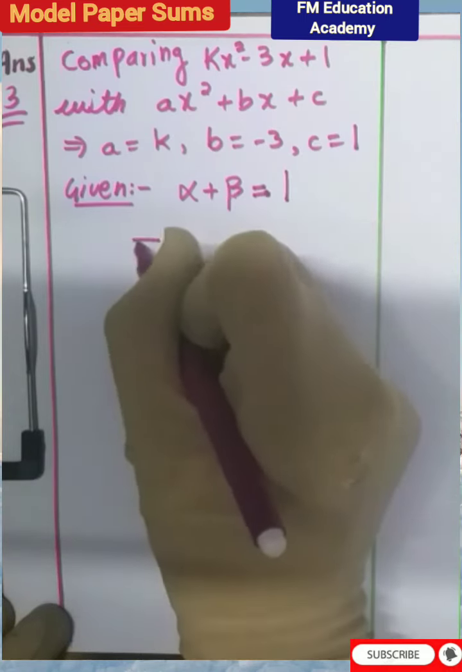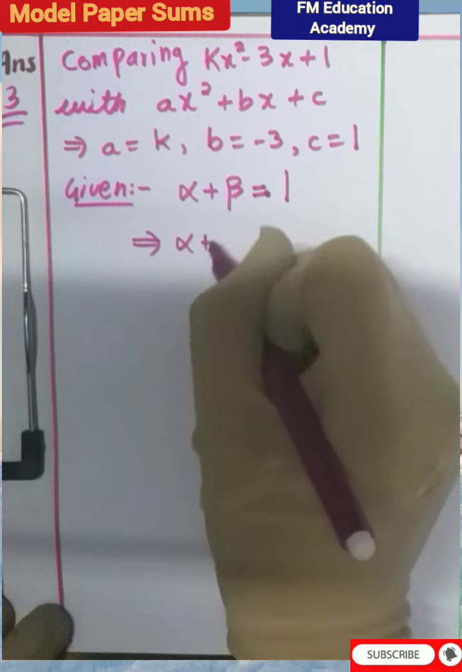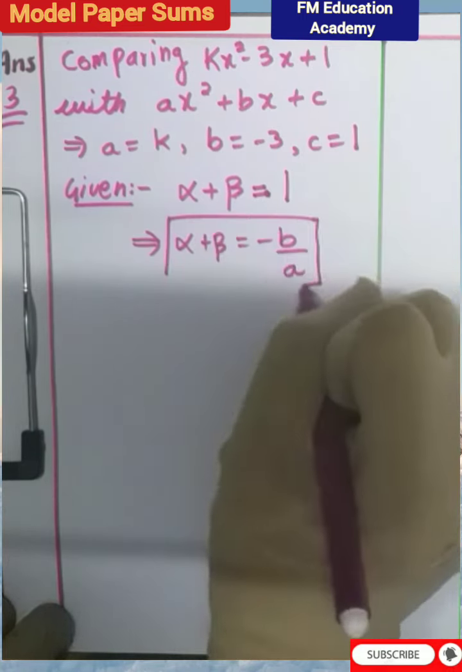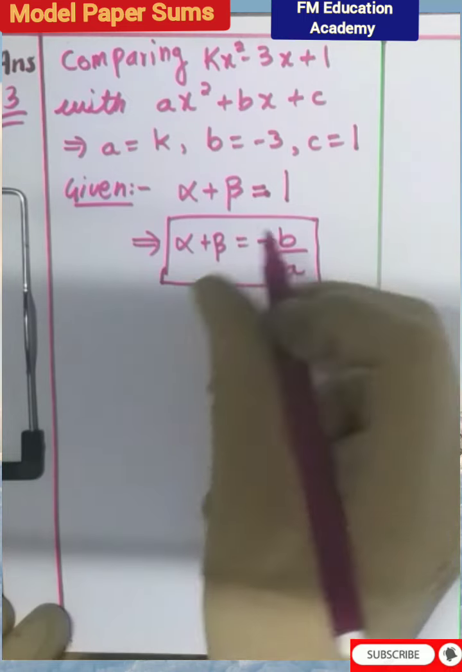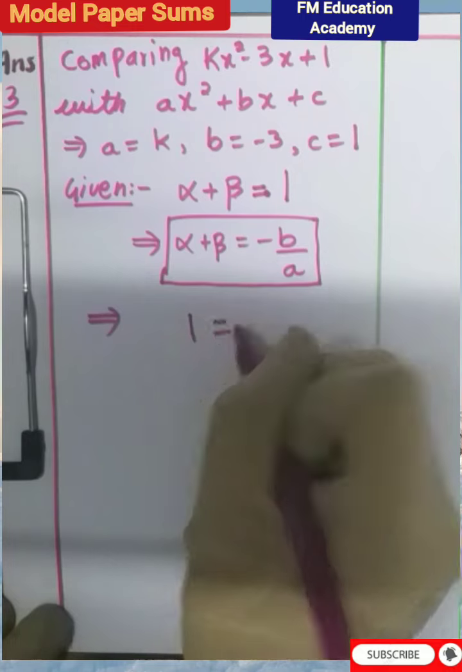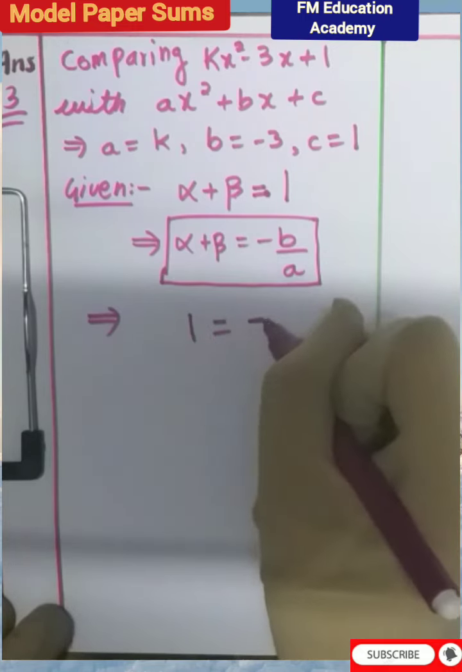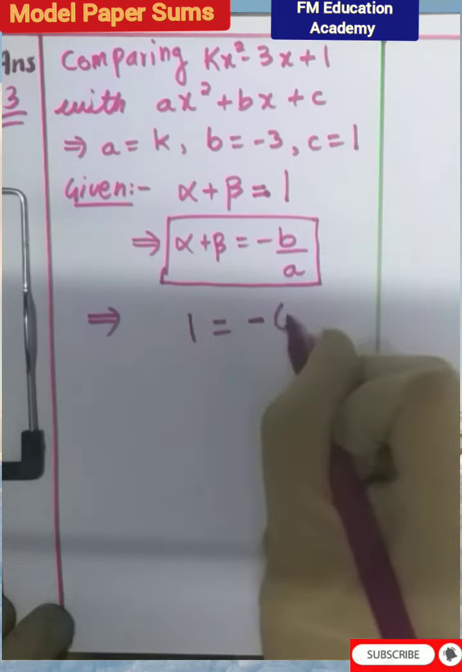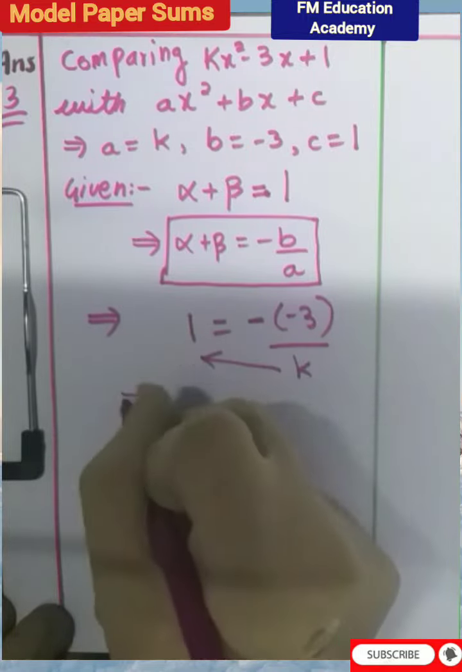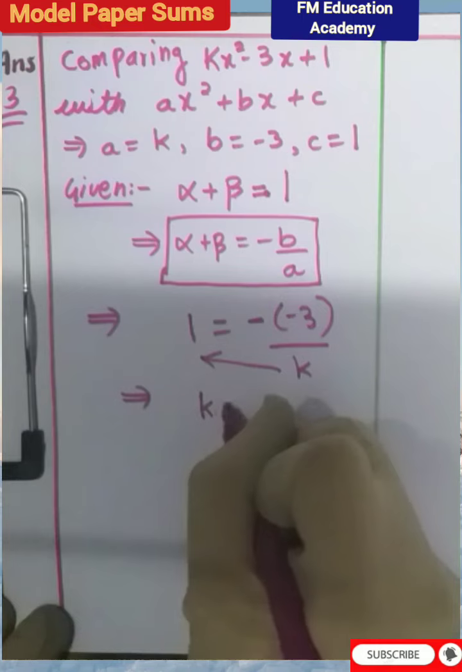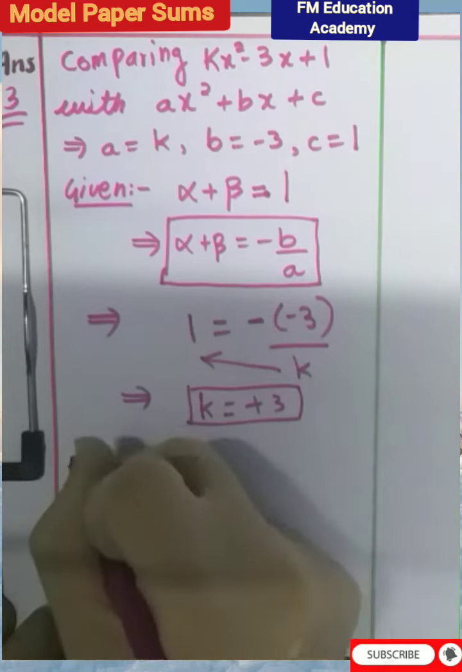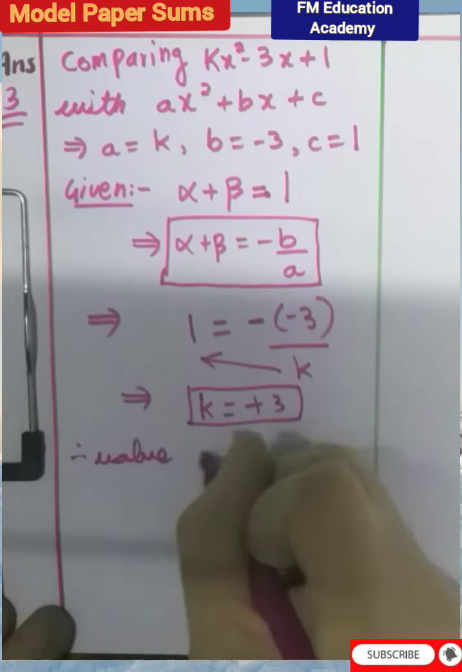So we know sum of zeros is nothing but minus b by a. This is our formula, relationship between zeros and coefficients. So alpha plus beta is given as 1. So I'll write here 1 is equals to minus, from the formula, b. What is b here? Minus 3. But what is a here? K. Now this k, if it goes outside, becomes k into 1 is k. So k is equals to minus into minus is plus 3. So we got the value of k is 3.